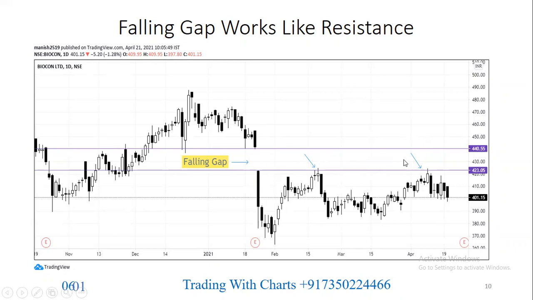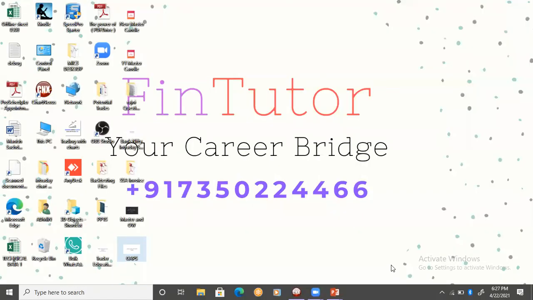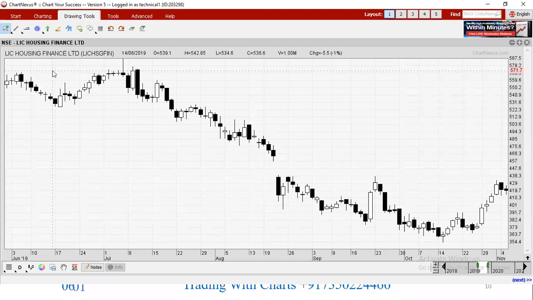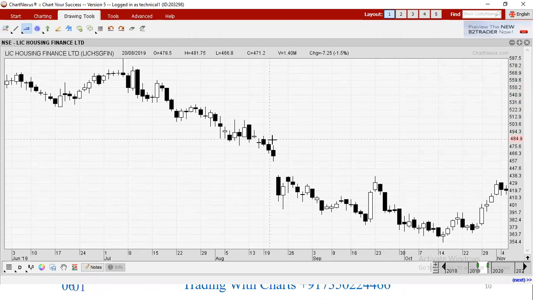Let me show you some more examples. Let's say maybe LIC Housing Finance, we can check. Okay, this is the price graph of LIC Housing Finance. You can see this is a clear downtrend. Within this downtrend, we got a gap, a falling gap.